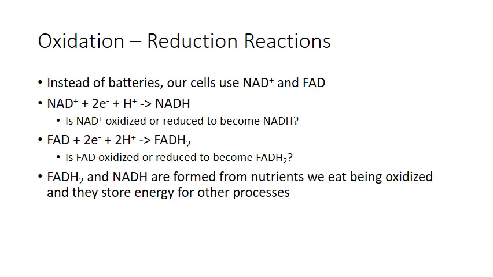So instead of batteries, because our cells can't use batteries, that would be awesome if they could, they have to use NAD and FAD. So NAD, we're going to add electrons to, and a hydrogen to make NADH. FAD, we add electrons to make FADH2, and also the hydrogen. But we're not going to really talk about these hydrogens as much. We're mainly going to focus on where the electrons are going, because it's going to make the whole analysis a little bit easier. So if we're adding electrons to NAD, is it being reduced or oxidized? Reduced. You guys are so good at this.